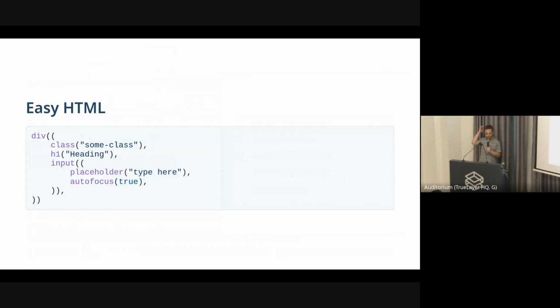Defining HTML elements and attributes is pretty easy. There are no macros, so rustfmt can format this. It doesn't give up. That's an annoying thing I found with a lot of frameworks: they just say, oh yeah, use a lot of macros.